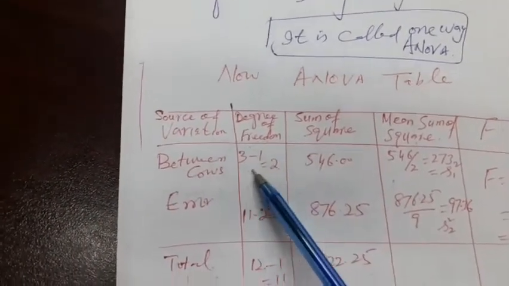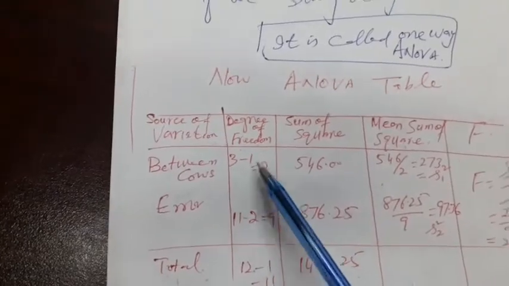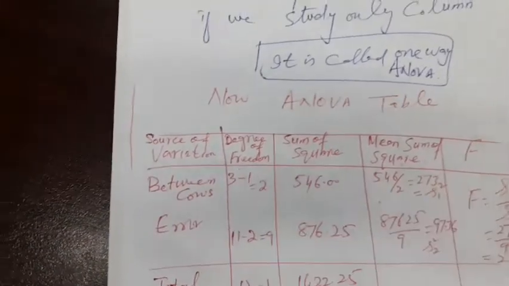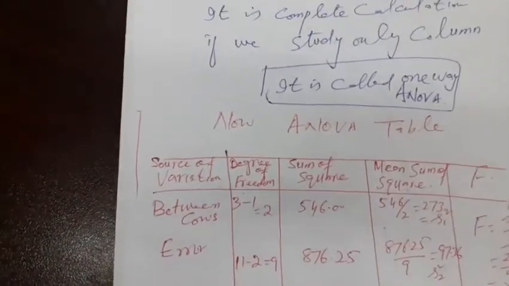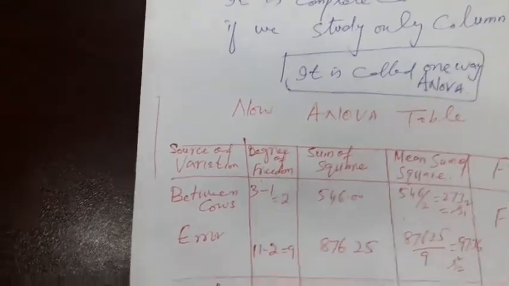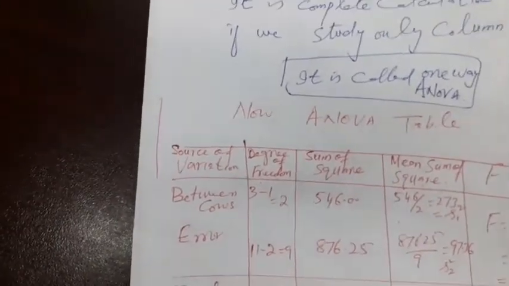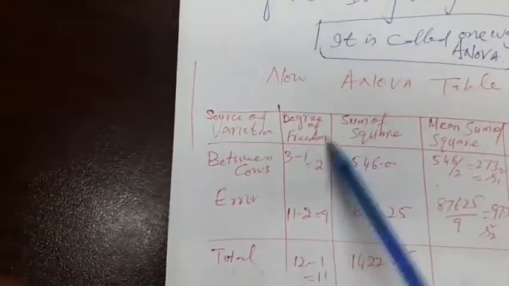There are 3 columns, so 3 minus 1. Why do we subtract 1 from 3? Because there is one parameter, that is the mu, sigma square and other parameters. That is why we have minus this one.